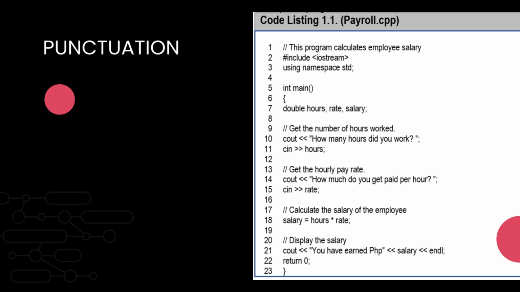Punctuation. Notice that lines 3, 7, 10, 11, 14, 15, 18, 21, and 22 all end with a semicolon. A semicolon in C++ is similar to a period in English. It marks the end of a complete sentence, or statement, as it is called in programming jargon. Semicolons do not appear at the end of every line in a C++ program, however.